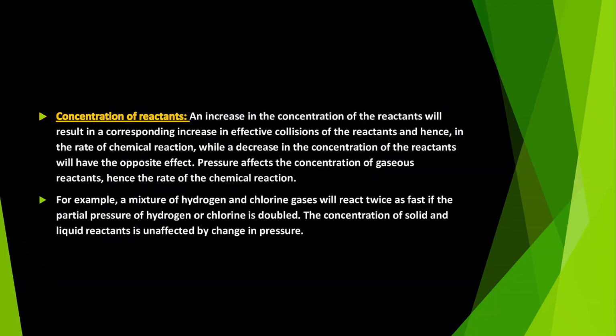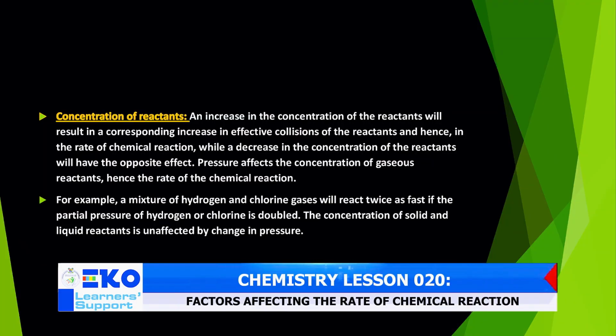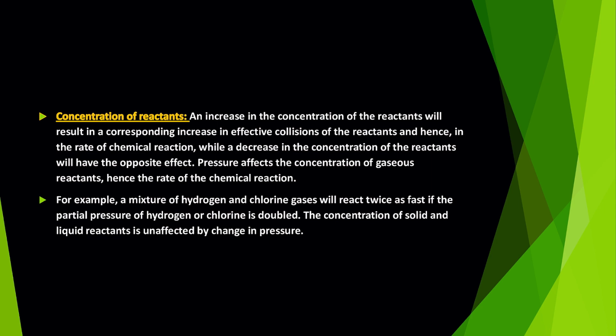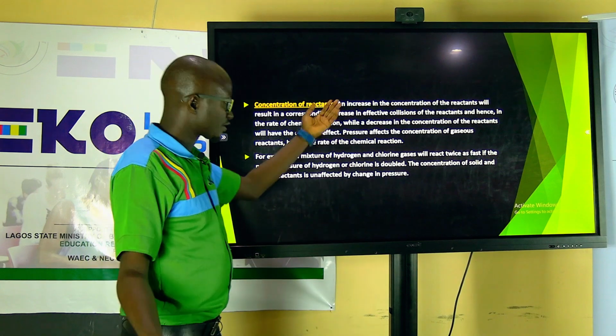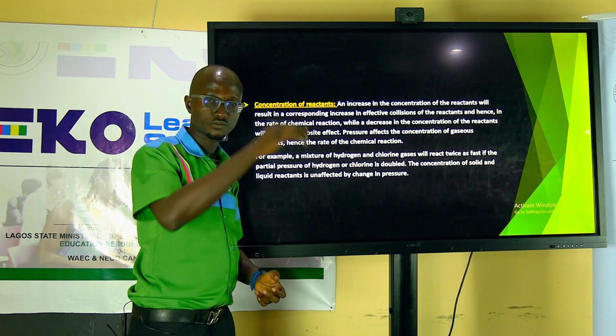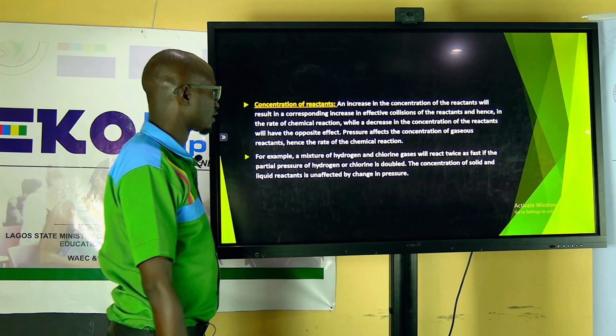Concentration of reactants. An increase in concentration of the reactants will result in a corresponding increase in effective collisions of the reactants, and hence results in an increase in reaction rates, the rate of chemical reaction. While a decrease, of course, also decreases the rate of what? Reaction.